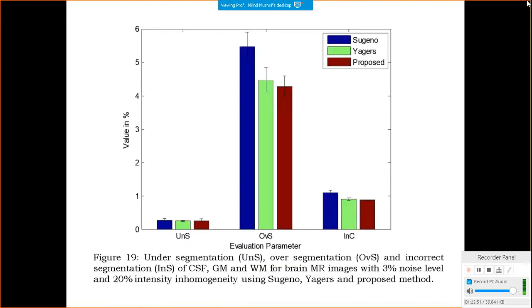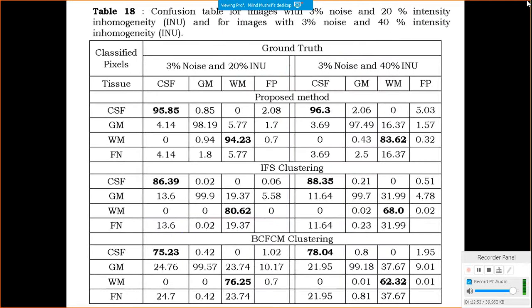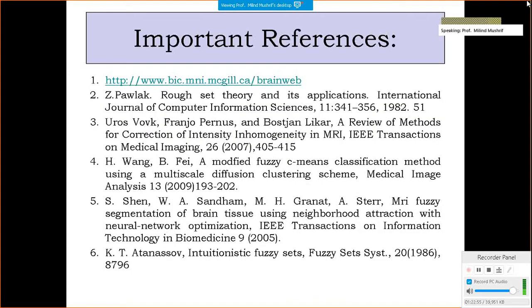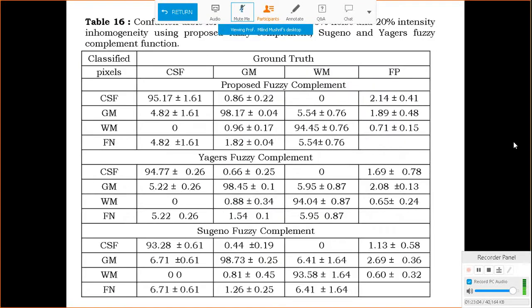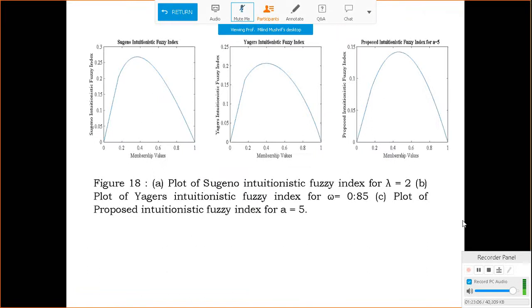There are many results to show, but I think the time is over. So I will stop here. If there are any questions, I can answer the questions.